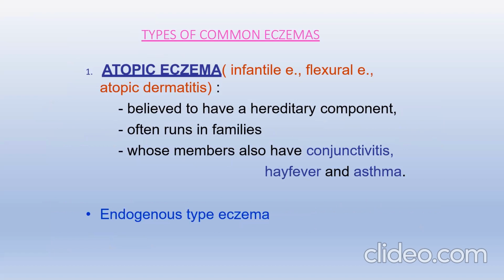Then we have already seen etiological classification. Then these are the types. First is atopic eczema. Other names of atopic eczema are infantile eczema, flexural eczema, and atopic dermatitis.